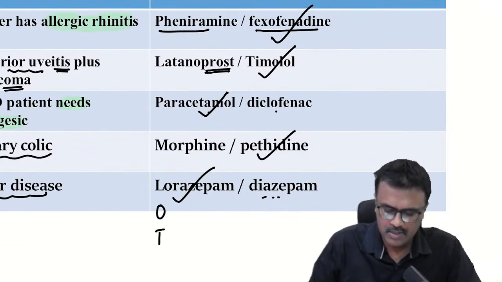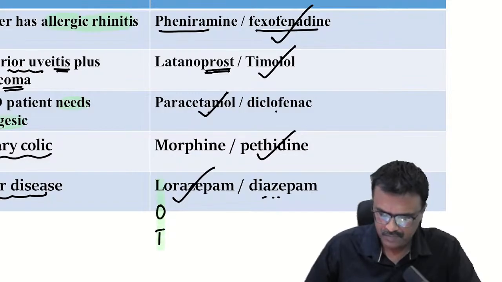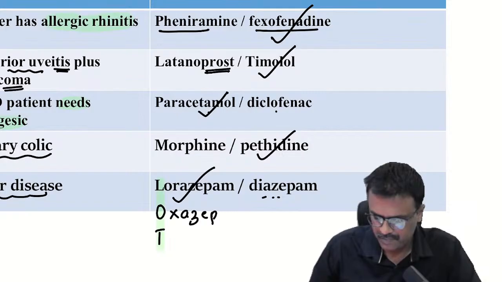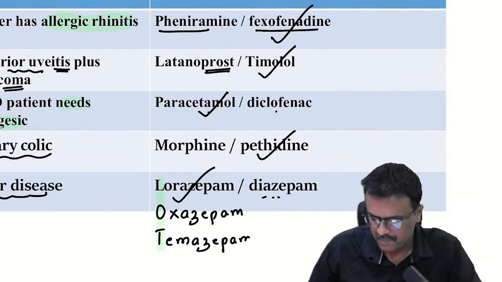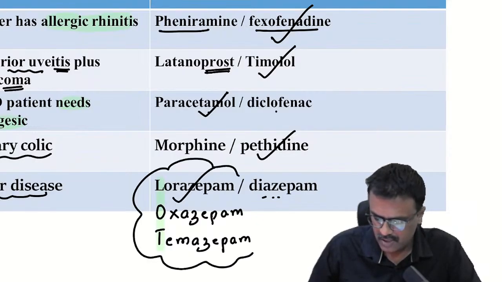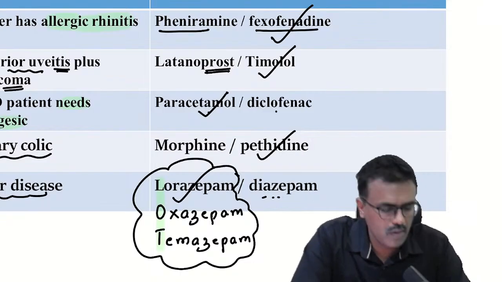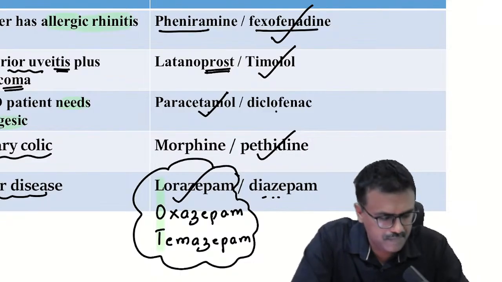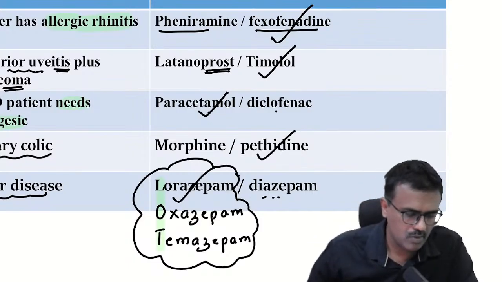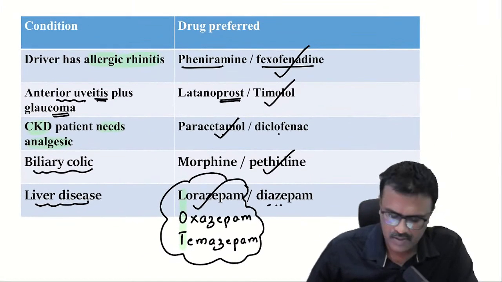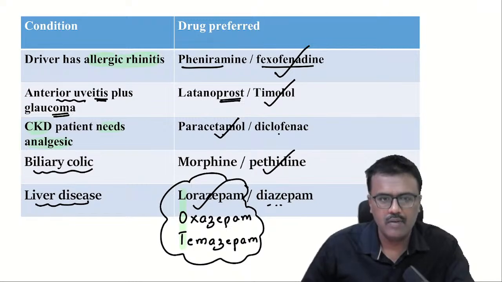The mnemonic is LOT. L for lorazepam, O for oxazepam, T for temazepam. These three benzodiazepines are safe in liver disease or patients having chronic alcoholism. Right? Yes, Mohammed, you're right. Rama, you're right. Very good. So I hope you understood the reasons for this, why we are choosing it.